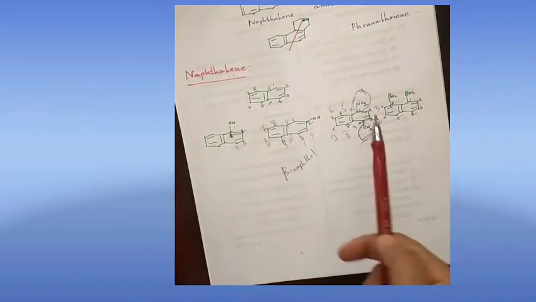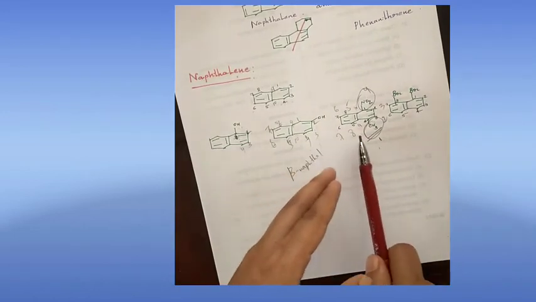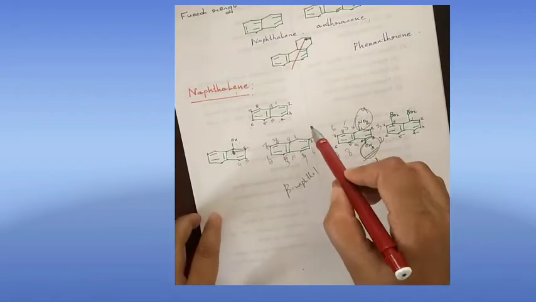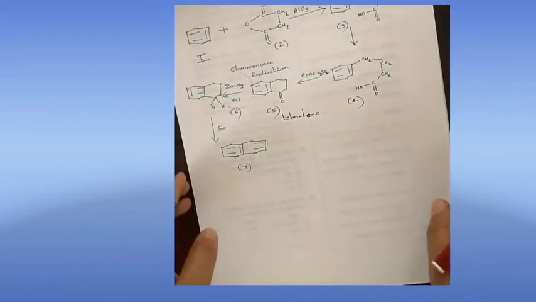Okay, so this is the example for some naphthalene derivatives. 1 naphthol, 2 naphthol, and 1 methyl, 4 nitronaphthalene, and 1, 8 dibromonaphthalene. Okay. Now let us discuss the preparation of this naphthalene.